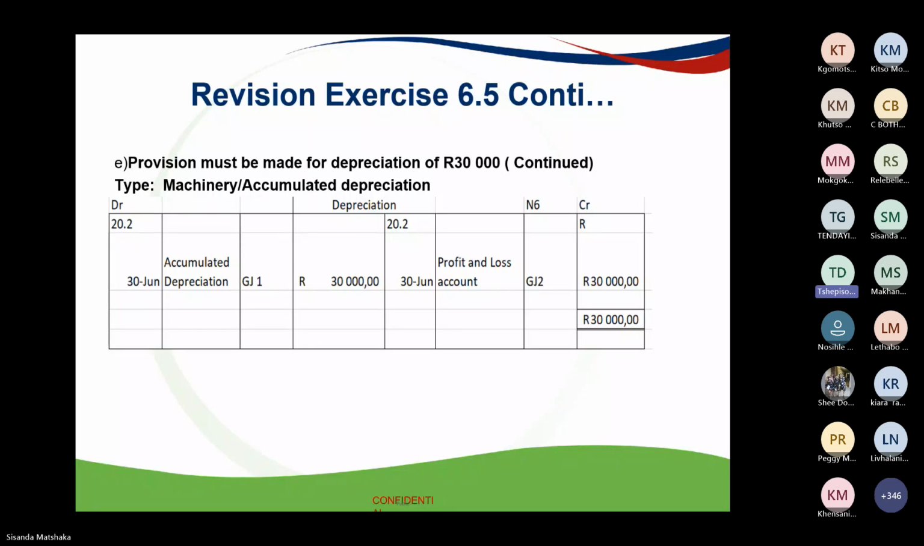So in this instance, you're making a provision for depreciation, which was provided in the additional information that you should make provision for depreciation. So your account would then be a debit depreciation. You debit your depreciation and you debit your accumulated depreciation. Go to the next slide.